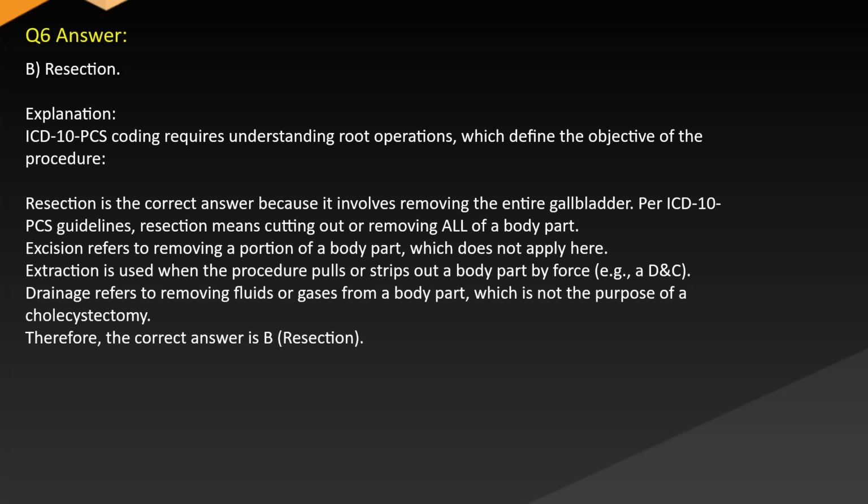Answer B. Resection. Explanation: ICD-10-PCS coding requires understanding root operations, which define the objective of the procedure. Resection is the correct answer because it involves removing the entire gallbladder. Per ICD-10-PCS guidelines, resection means cutting out or removing all of a body part. Excision refers to removing a portion of a body part, which does not apply here. Extraction is used when the procedure pulls or strips out a body part by force. D. Drainage refers to removing fluids or gases from a body part, which is not the purpose of a cholecystectomy. Therefore, the correct answer is B.